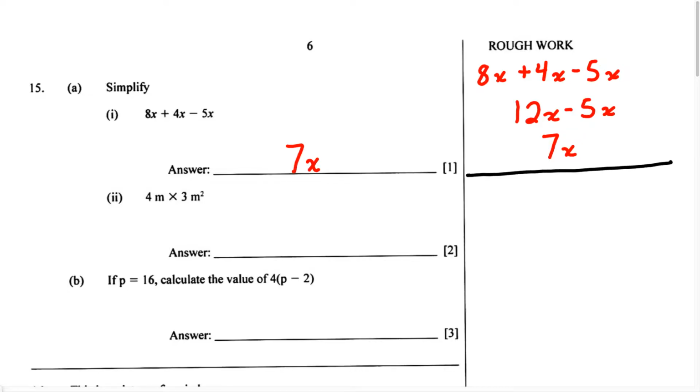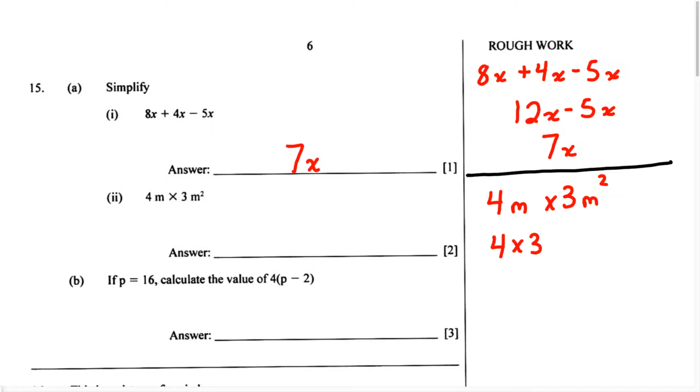Now for part B, we have 4m times 3m to the power of 2. When we write this, 4m times 3m squared. If we look at this, we can see we have the same variable. So we're just going to multiply the coefficients. We're going to say 4 times 3.